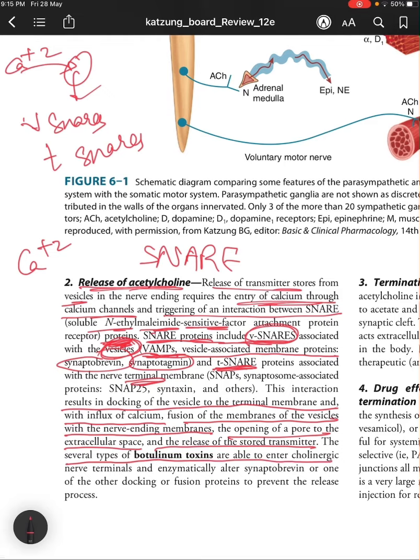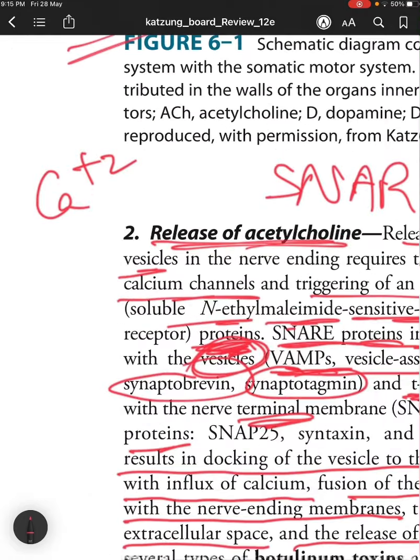The several types of botulinum toxins are able to enter cholinergic nerve terminals and enzymatically alter synaptobrevin or one of the other docking or fusion proteins to prevent the release process. So synaptobrevin, synaptotagmin, and syntaxin or SNAP25, synaptosome associated proteins, what they do is they prevent these interactions between the V-SNAREs and the T-SNAREs.